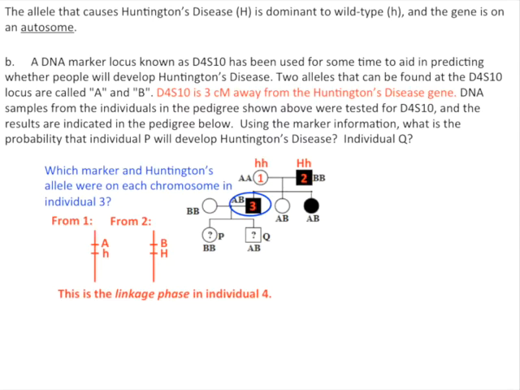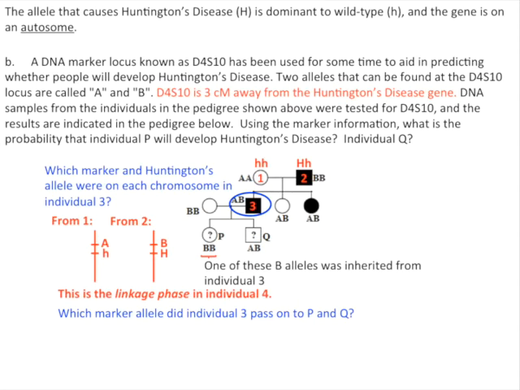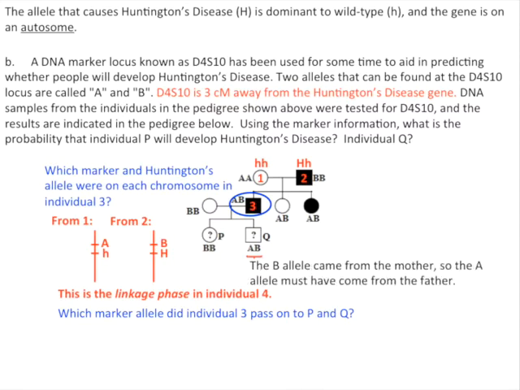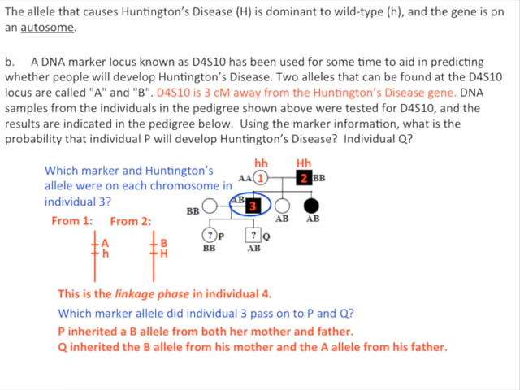Now that we have this figured out, the next thing to do is determine which marker allele 3 passed on to each of his children. Individual P is homozygous for the B marker, so must have inherited the B allele from both her mother and her father. Individual Q is heterozygous. Since his mother is homozygous BB, he must have inherited the B allele from her and the A allele from his father, individual 3.